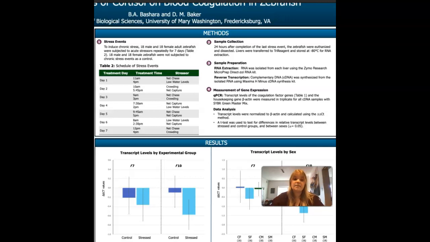For data analysis, transcript levels of F7 and F10 were normalized to beta-actin and calculated using the double delta CT method. A t-test was then used to test for differences in relative transcript levels between the stressed and control groups and between the sexes using an alpha of 0.05.